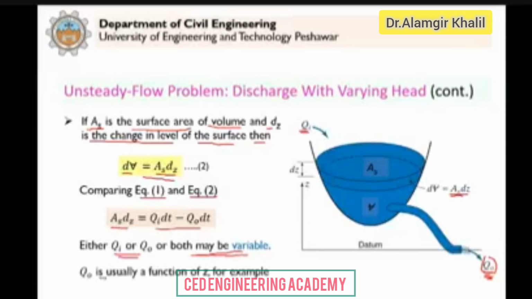As I said, Q naught is usually a function of Z. For example, if a liquid is discharged through an orifice or a pipe of area A under a differential head Z, then in that case we can write down this equation. CD is a numerical discharge coefficient and Z is variable. So Q naught is variable. When Z is changing, the water level is changing, so it will change the discharge. So Q naught is usually a function of Z.